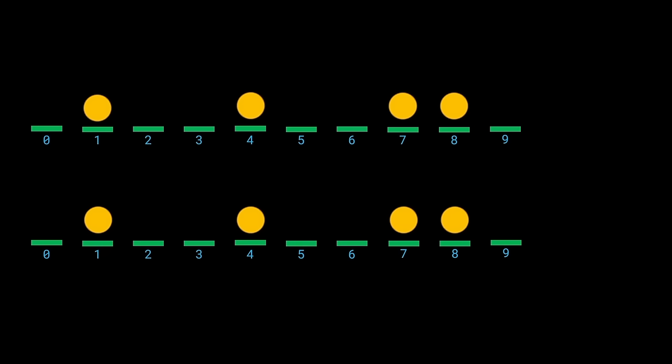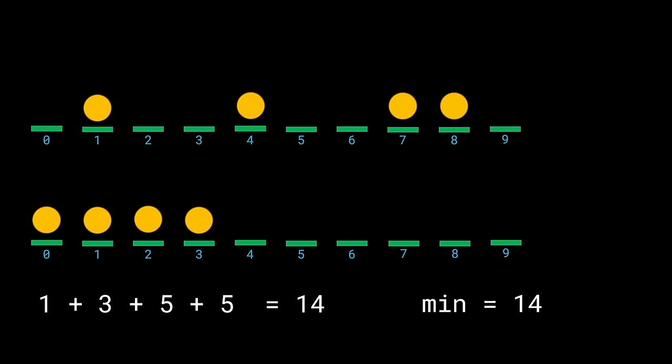Here's what we'll do. We'll ask the person sitting at index 1 to move to index 0. This gets a cost of 1. Then we'll ask the person sitting at index 4 to move to index 1 so that we can group them together. Then we'll ask the person at 7 to move to 2 and 8 to move to 3. In this way, we have grouped together all of the people and we've gotten the answer of 14. However, there is no guarantee that this is in fact the optimal solution.